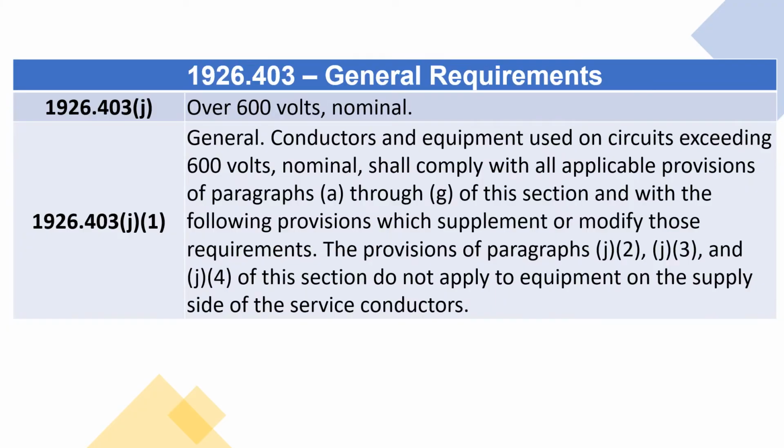1926.403(j) Over 600 volts, nominal. (j)(1) General. Conductors and equipment used on circuits exceeding 600 volts, nominal, shall comply with all applicable provisions of paragraphs (a) through (g) of this section and with the following provisions which supplement or modify those requirements. The provisions of paragraphs (j)(2), (j)(3), and (j)(4) of this section do not apply to equipment on the supply side of the service conductors.